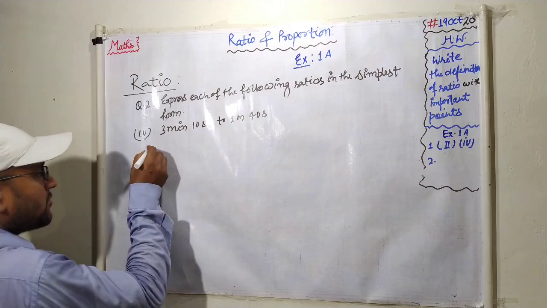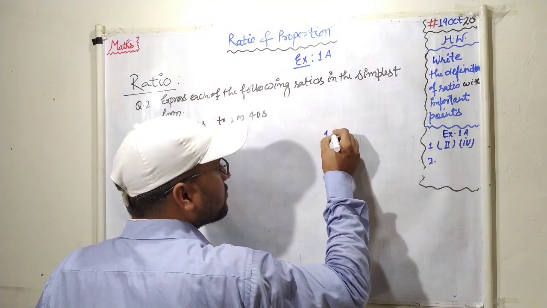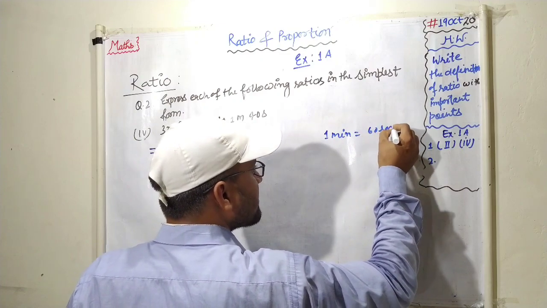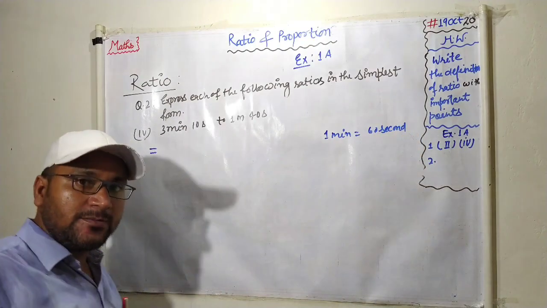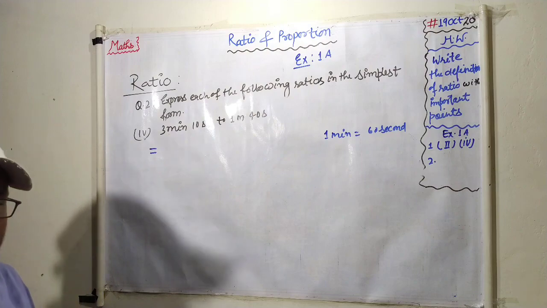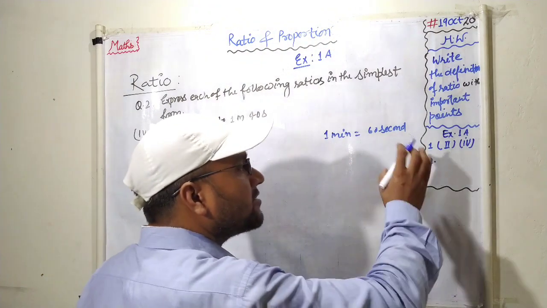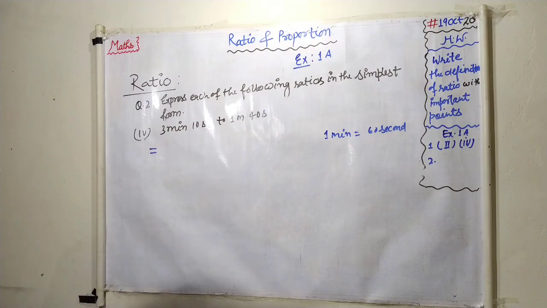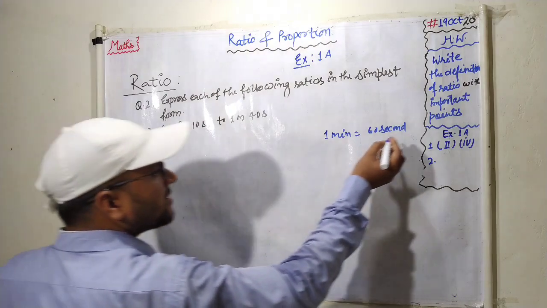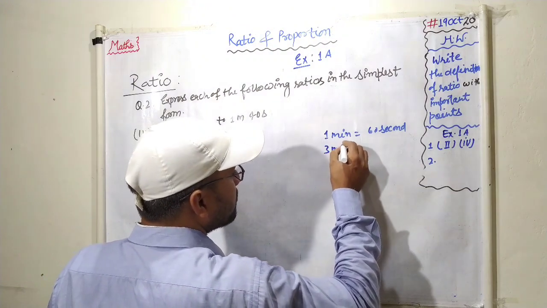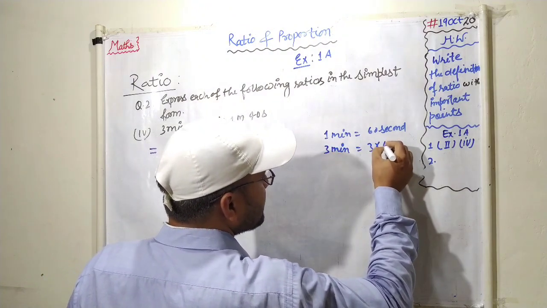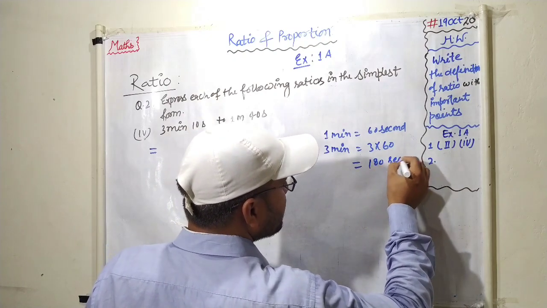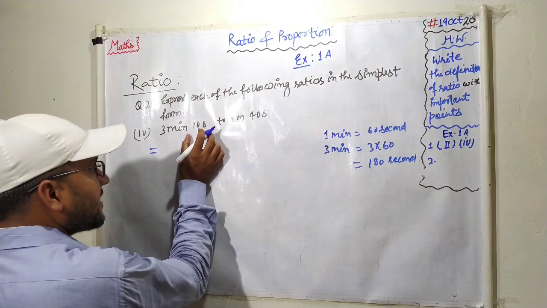So change it into the same units. You know that 1 minute is equal to 60 seconds. And students, you always keep this thing in your mind: you can change the bigger unit into a smaller unit. Okay. So 1 minute is equal to 60 seconds. So 3 minutes is equal to 3 into 60, 180 seconds.